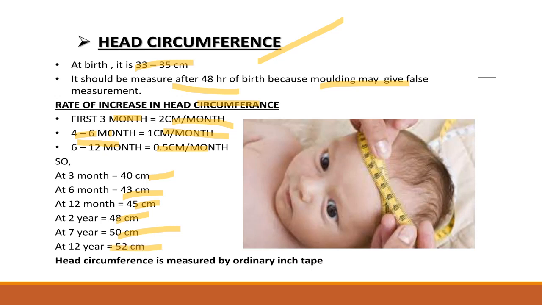Head circumference is measured by an ordinary inch tape, and it is measured like this. The tape is placed on the prominent part of the forehead, and it is rounded to the widest part of the back of the head. It is assessed like that only.